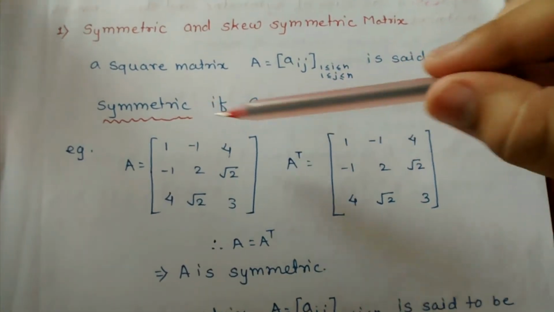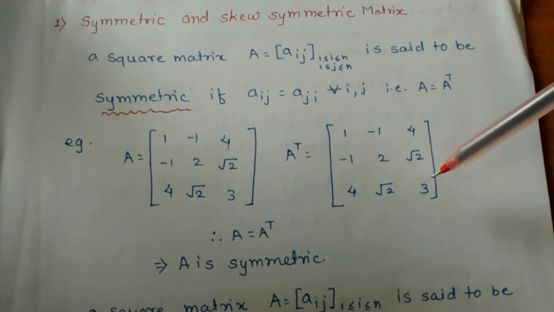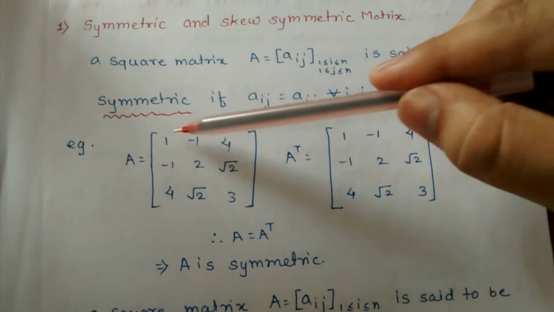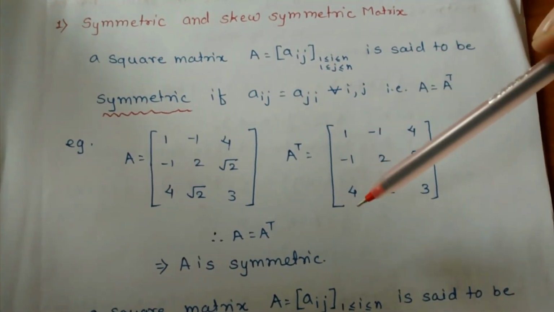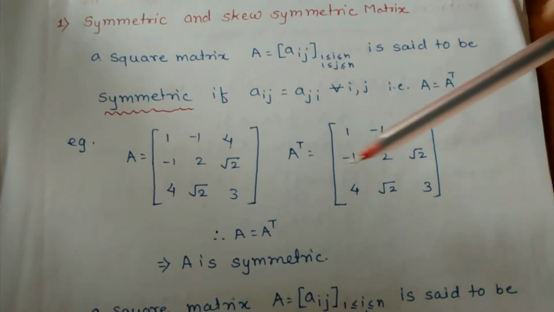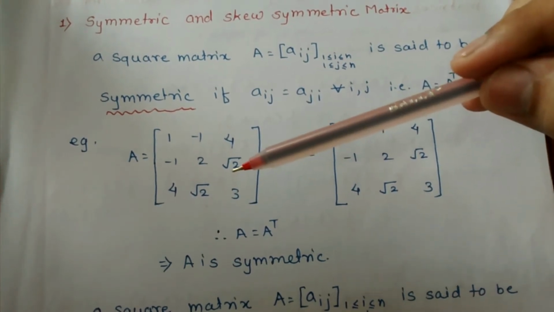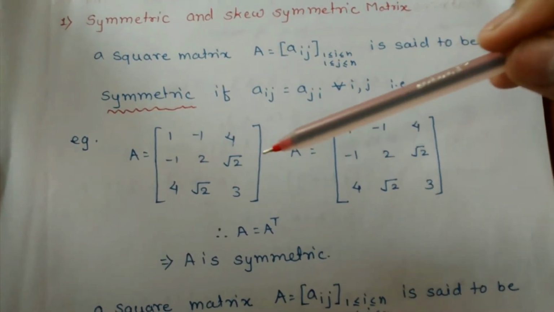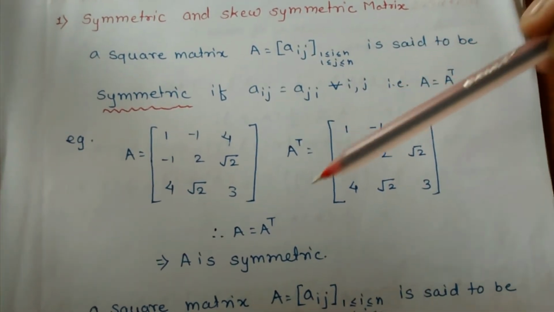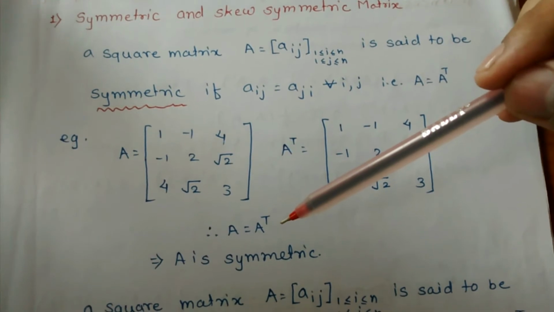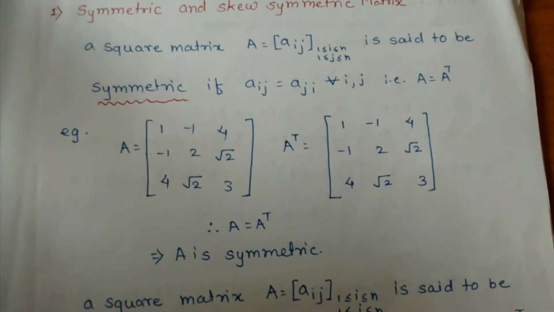See, this is one example. The matrix A is given. We take its transpose here, that is, row becomes column. Your first row, 1 minus 1 4, becomes the first column. The second row becomes the second column, the third row becomes the third column. So this is A transpose obtained from A. Now if we compare both matrices entry wise, that is, first entry with first entry, second entry with second entry, we find that A and A transpose are equal. Therefore A is called a symmetric matrix.